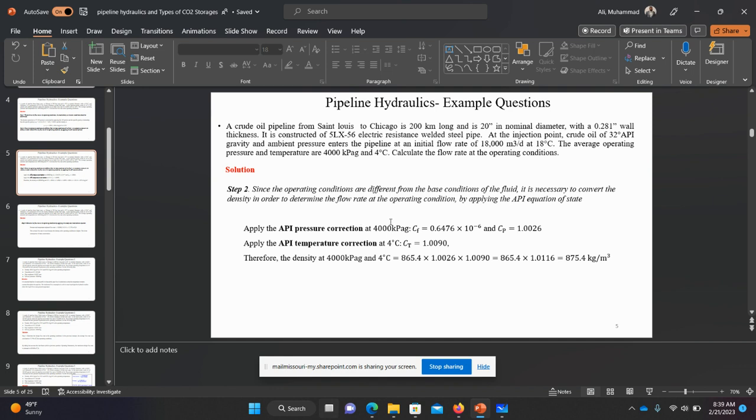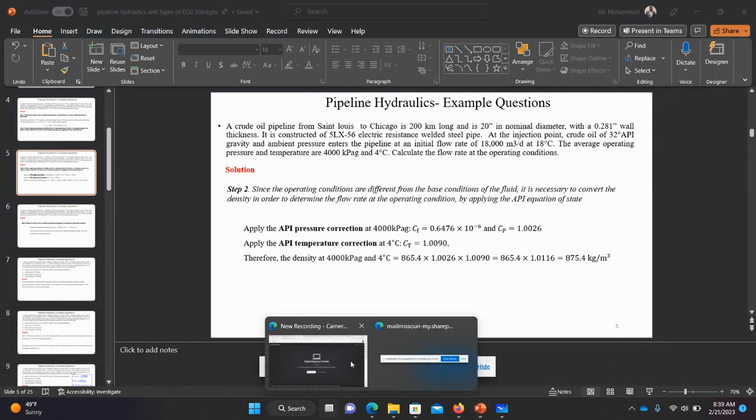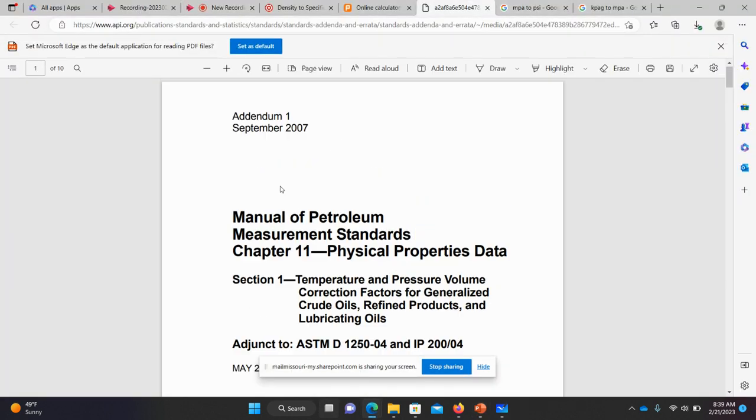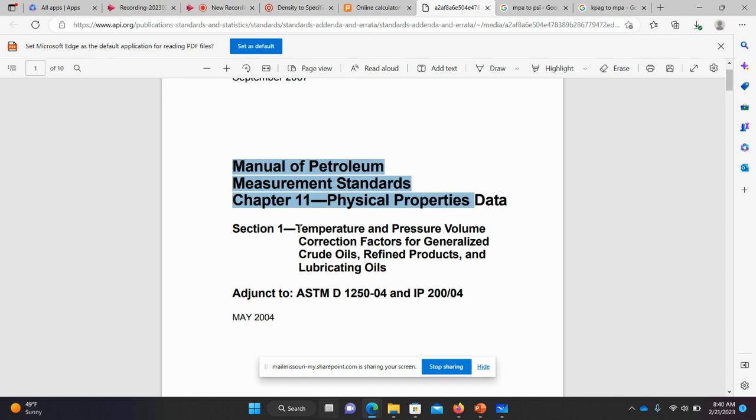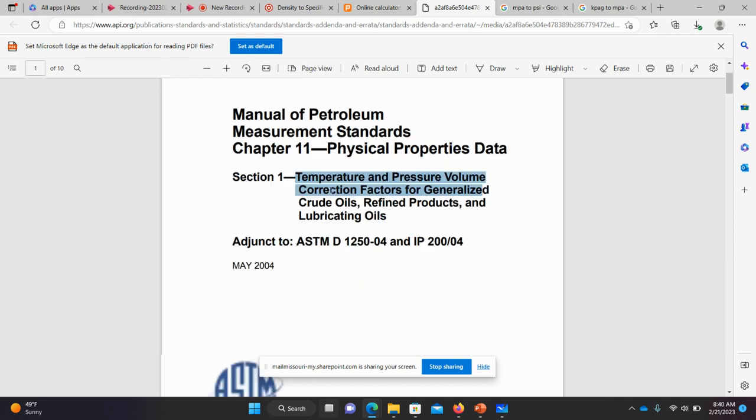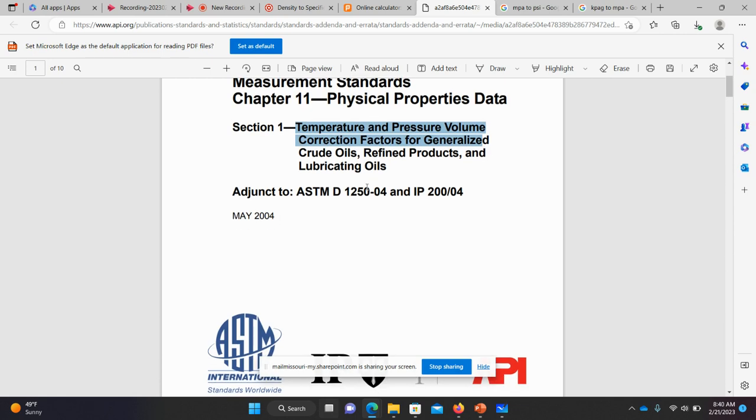So how do we do this in this step? We have to apply the API pressure correction factors and API temperature correction factors. Now, there was a question in the class about where we get them. We have this Manual of Petroleum Measurement Standards by the API. If you have temperature and volume correction factors for generalized crude oil and refined products, using this manual you can convert it. If you have a different temperature, you can always apply the correction factors. And based on this manual, there are many online calculators available that you can use.